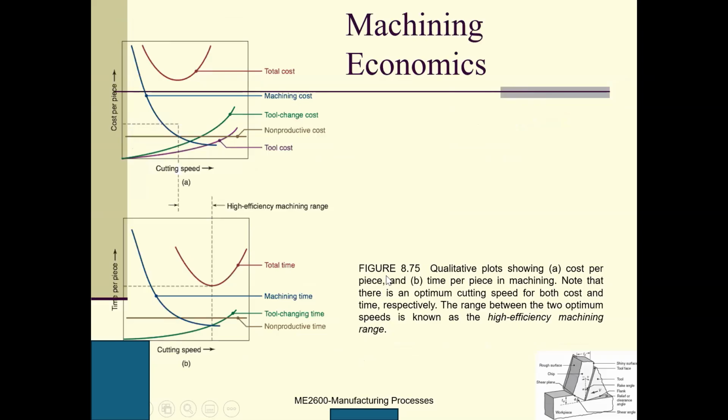Machining economics. This qualitative plot shows the cost per piece against the time per piece in machining. If you increase the cutting speed, the total cost goes this way. Why? Because the machining cost will be decreasing, but the tool cost will be increasing, because a higher cutting speed shortens the tool life substantially.